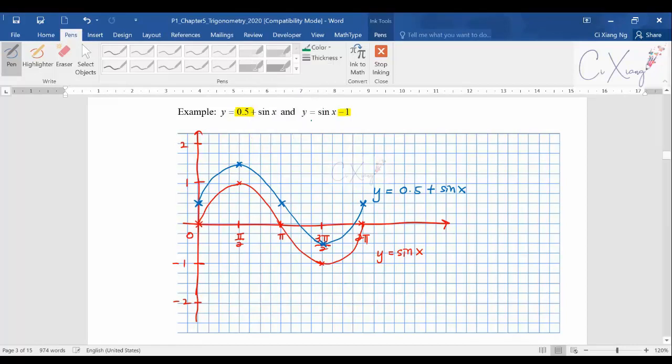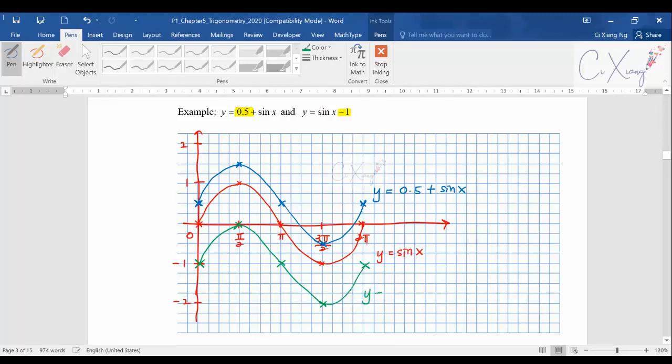Then how about if you want to sketch y equals sine x minus 1? The same thing happens here. For all the reference points, you move it 1 unit down. So this one originally is 1, right? When you move it 1 unit down, it becomes negative 1. The same thing happens for the other points here. So 4 boxes below: 1, 2, 3, 4. If you sketch it correctly, you'll see that your graph becomes something like this.